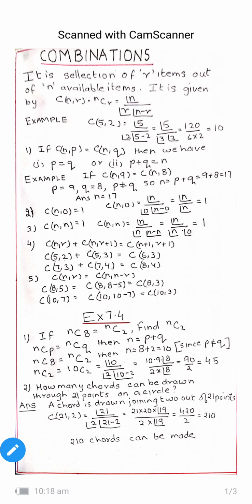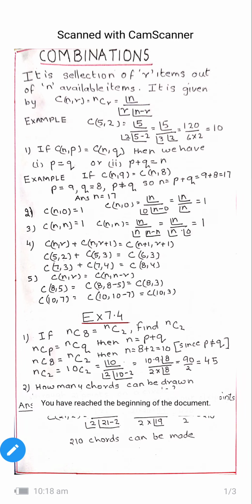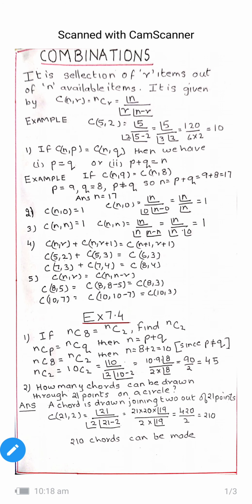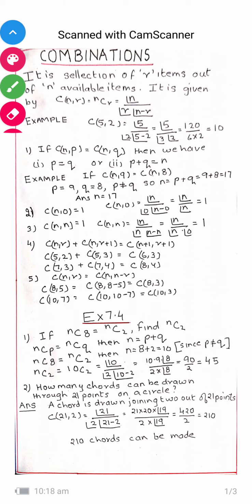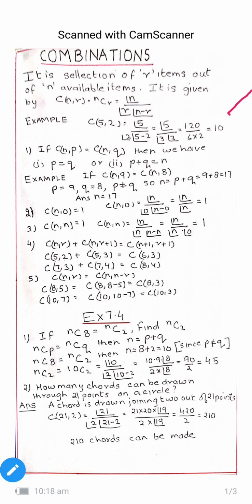5C2 is factorial 5 upon factorial 2, factorial (5 minus 2), that is equal to factorial 5 upon factorial 3, factorial 2. What is factorial 5? Factorial 5 is 1 into 2 into 3 into 4 into 5. What is factorial 3? Factorial 3 is 1 into 2 into 3, that is 6. What is factorial 2? Factorial 2 is 1 into 2, 2. So if we solve it, 120 divided by 6 into 2, 12, it is 10. So the value of 5C2 is 10.